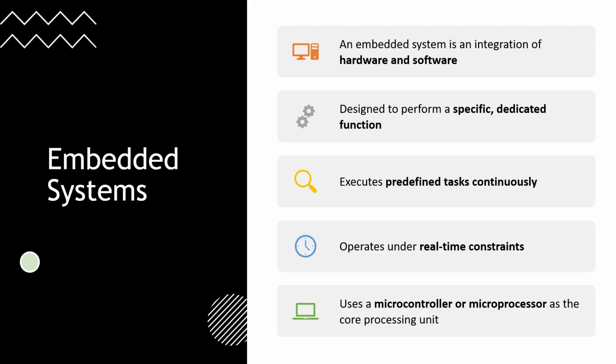So let's see embedded systems. An embedded system is a combination of hardware and software designed to perform a specific function. Unlike general purpose computers, embedded systems are task specific and often operate under real-time constraints. They continuously monitor inputs, process data, and generate outputs. Embedded systems are widely used in applications such as home appliances, automotive systems, industrial automation, and consumer electronics. Key characteristics of embedded systems include real-time response, dedicated functionality, high reliability, and low power consumption.